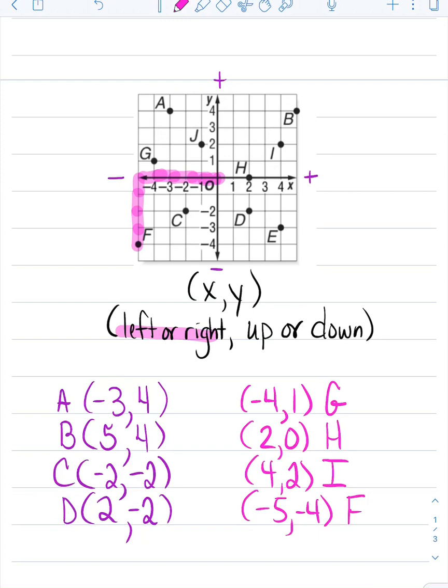So I want you in this lesson to remember your quadrants. Remember how to identify those. Remember, you always start at the origin. Your first number is your x value, left or right. The second number in your point is your y value, either up or down.